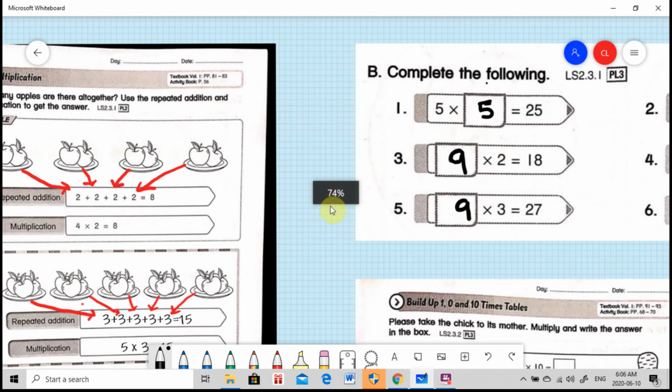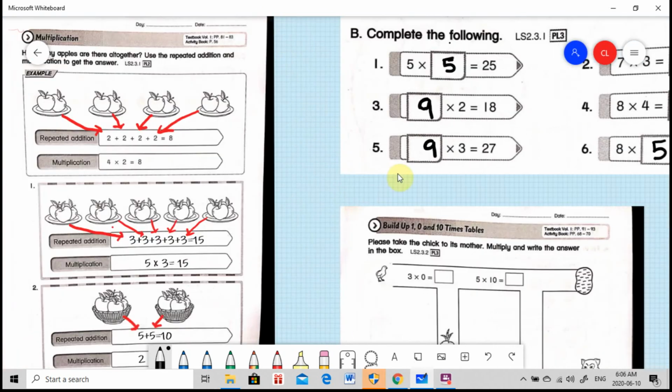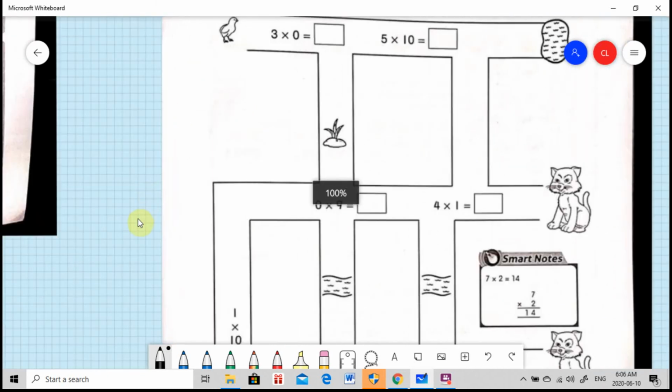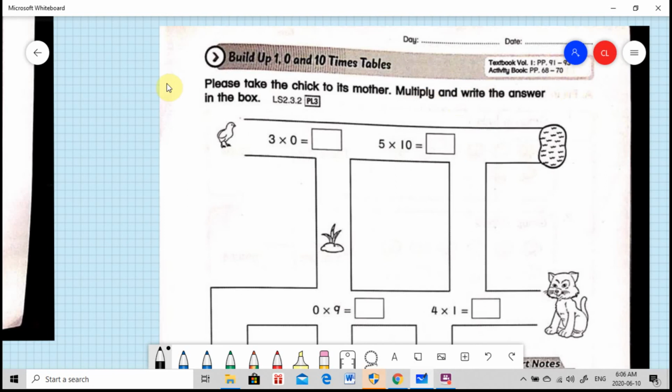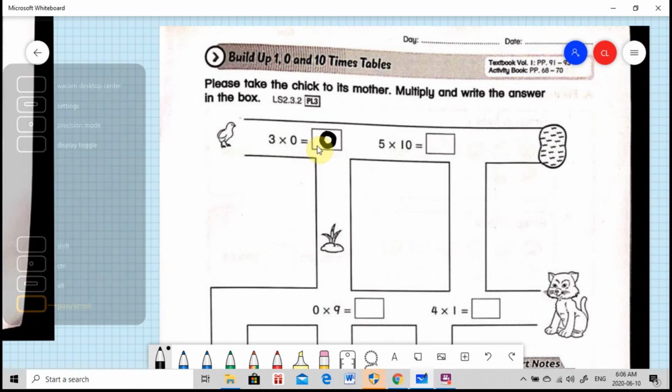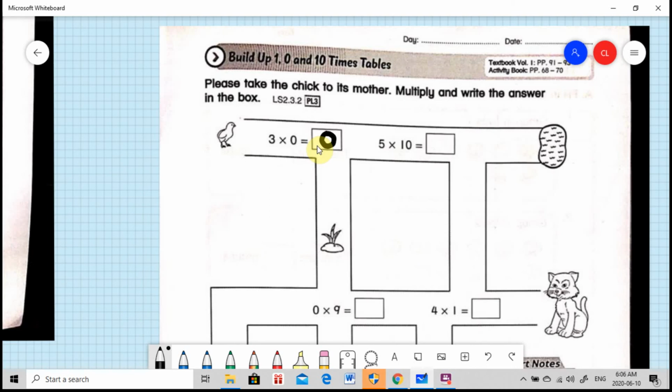So now let's do this. Okay. Let's do the final one. Multiply and write the answer in the box, right? 3 times 0. What is 3 times 0, right? Any number when multiplied by 0 gives us 0. Right? We learned that. 3 times 0 is 0. What about this one? 5 times 10. So first you write down the 5, right? Then you write down the 0 next to it. So we have 50. 5 times 10 equals 50.